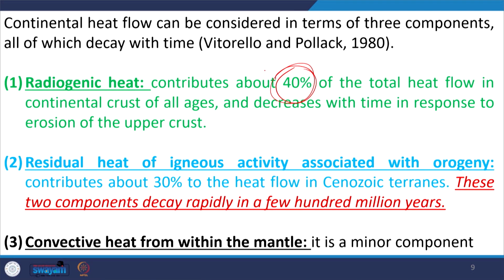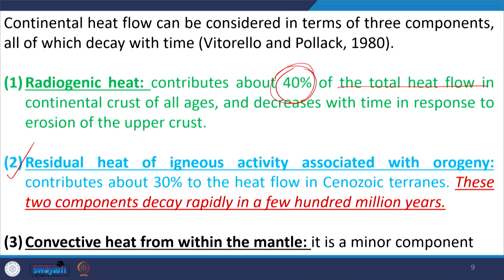So, that is why this contribution, though it is 40% of the total heat flow, decreases with time in response to erosion of the upper crust. And this second one is the residual heat. Residual heat means the heat which was gained during the formation of the earth, which the system retains.